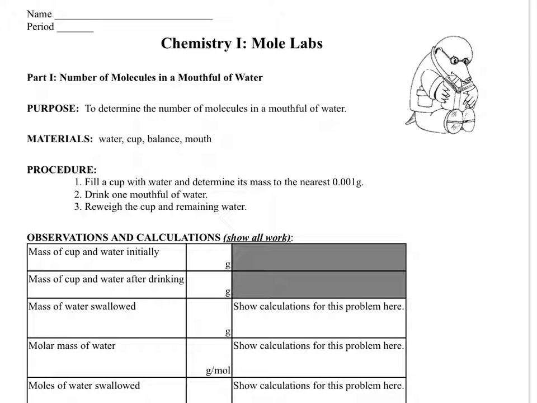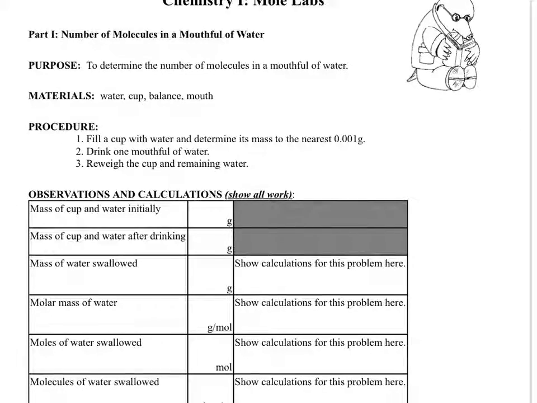What you're doing is taking a big gulp of water and you're going to be calculating how many molecules are in that gulp of water. So the procedure: fill a cup of water, determine its mass to the nearest 0.001 grams. There are balances spread out in the room on the countertops. Use the one that's open, but once you use one, make sure you stick with that one. Don't change, okay? Sometimes the balances have a different calibration and may give you a different reading, so use the same balance every time.